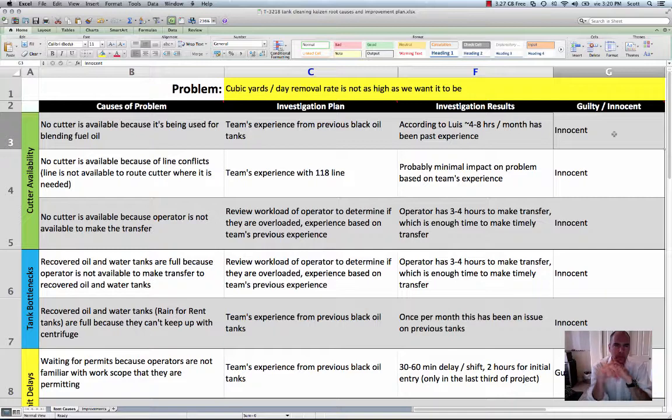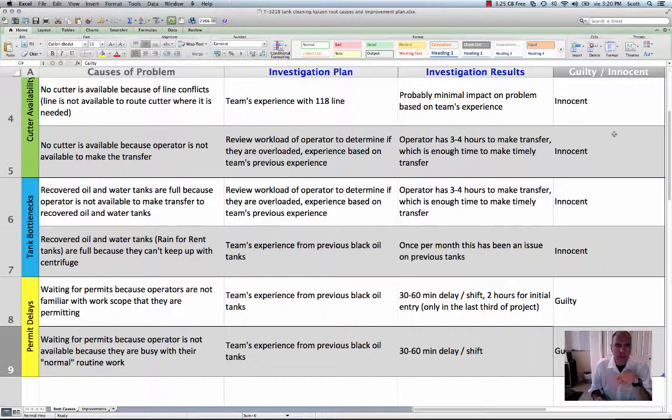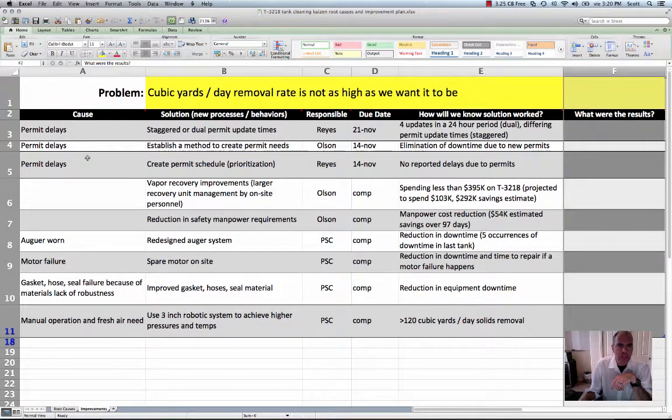So if we wouldn't have gone through this step, we would have implemented solutions to these causes over here in column B that we later found to be really innocent of causing this problem. So that's 1, 2, 3, 4, 5 of the causes that we immediately ruled out and said, these aren't really major issues. But we did end up with 2 down here at the bottom that we said, dealing with permits was one of the issues that we think is really causing our problem. And that took us to the last step in this process, which was building our improvement plan, where we're looking at these permit delays.